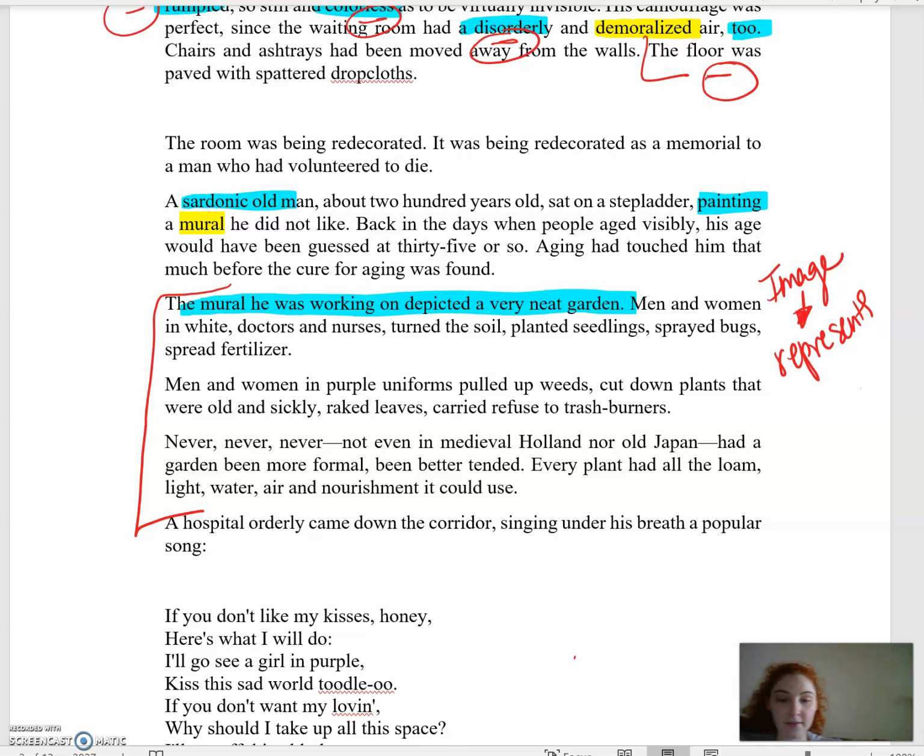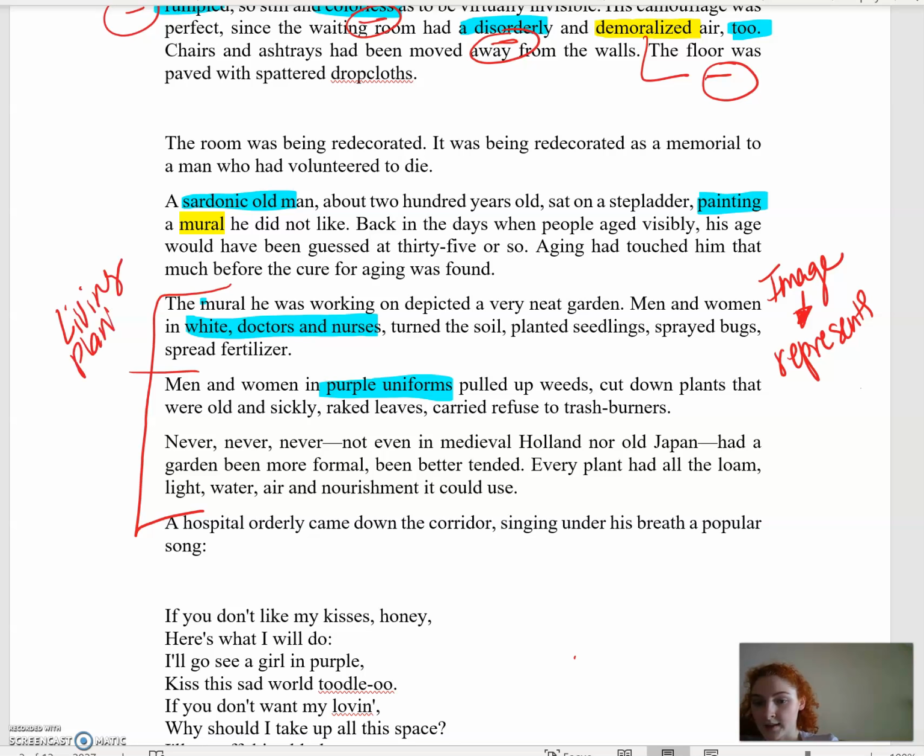So looking at the details of it, we've got men and women in white who are doctors and nurses, and we've got people in purple uniforms. And the people in white are explicitly described as doctors, and they work with living plants in the garden. And these people in purple work with the dead or dying plants. And the last little bit is about how this garden is perfect. It's almost like heaven.